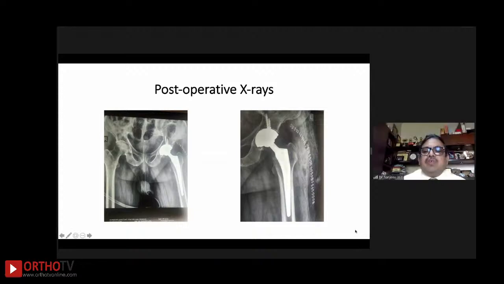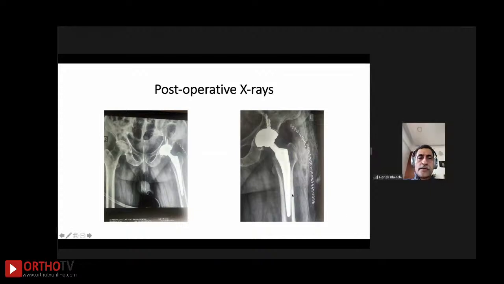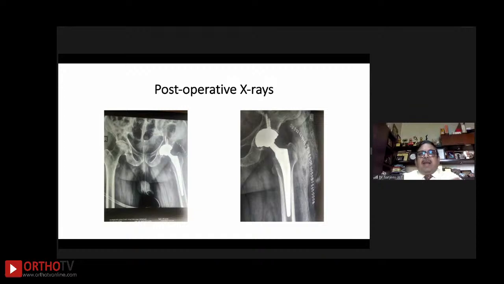Yes, you can see the cortex is also very good. You wouldn't be putting a non-cemented stem otherwise. And if the bone quality is good enough to do a non-cemented stem, why do you have to convert a hip into a replaced hip? Why not just do a simple bipolar? You can have a variety of options, Harish. Yes, definitely. Yes, we could have done the bipolar.